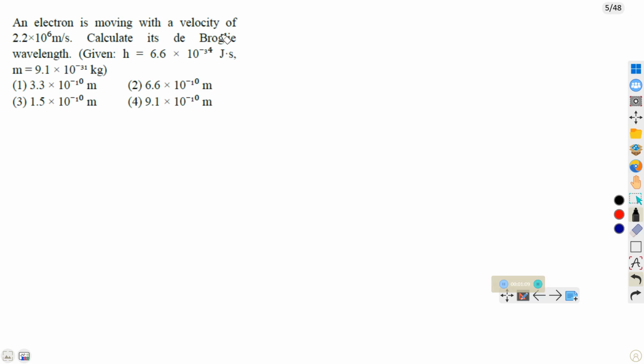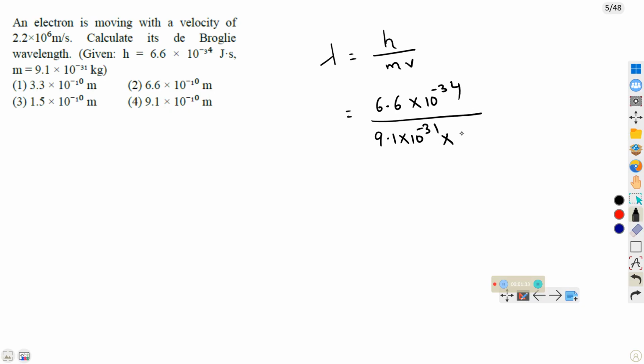An electron is moving with a velocity of 2.2 × 10^6 meter per second. Calculate the de Broglie wavelength. According to de Broglie, lambda is equal to h by mv. h value is 6.6 × 10^-34, mass of electron 9.1 × 10^-31, velocity 2.2 × 10^6. Simplify, then you will get 3.3 × 10^-10 meters. Correct option, first option.